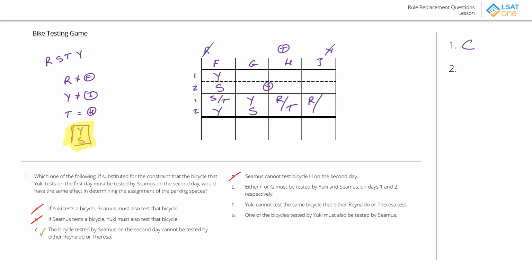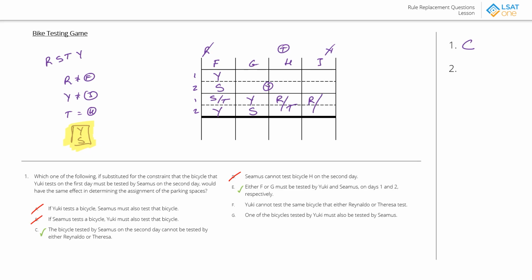Answer choice E. Either F or G must be tested by Y and S on days 1 and 2, respectively. So let's start with, does that have to be true? Did we have to have either F or G tested by Y and S on days 1 and 2, respectively? And yeah, that was kind of one of the logical consequences, right? That you have to have this YS in that kind of day order, either on F or G. And the other question is, does it get the job done? Well, yeah, because if we have to have Y and S on days 1 and 2, respectively, on one of those 2 bikes, then we will end up with that YS block. So this gets the job done, and it had to be true. So this is viable.